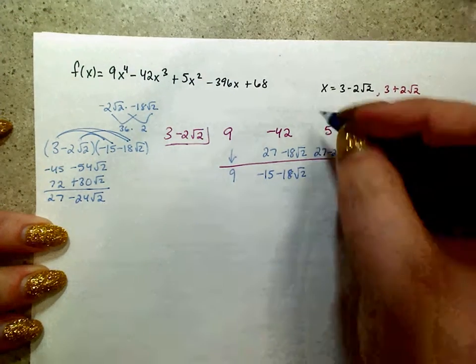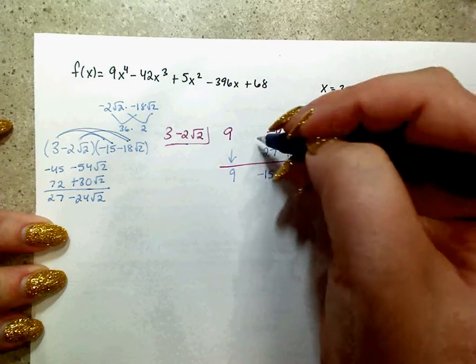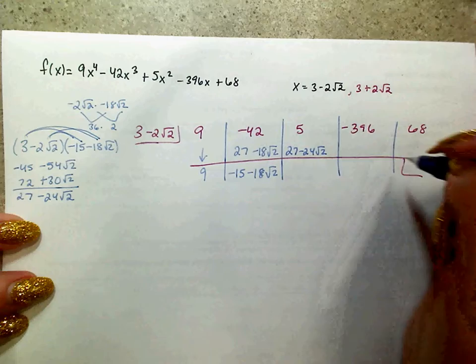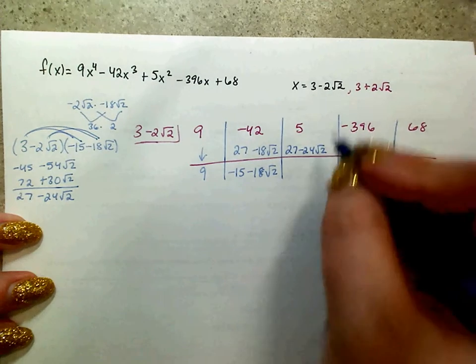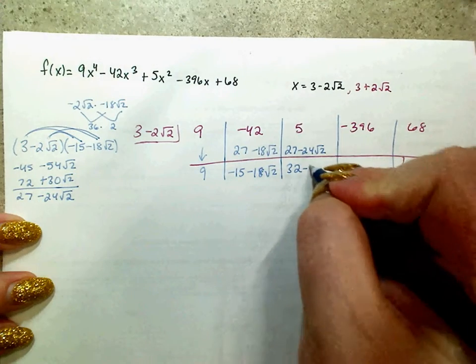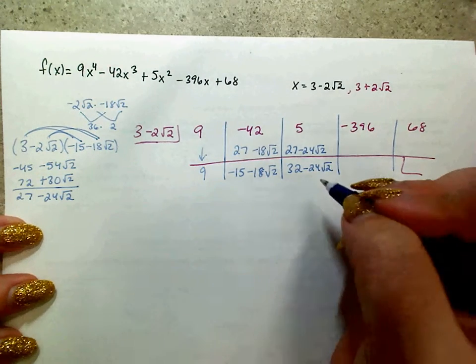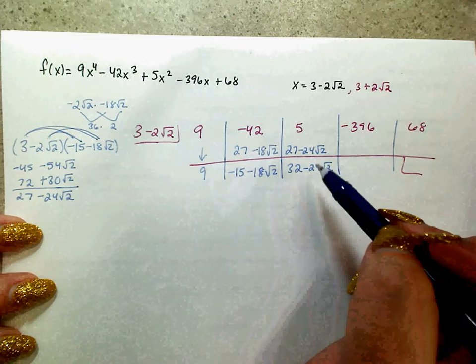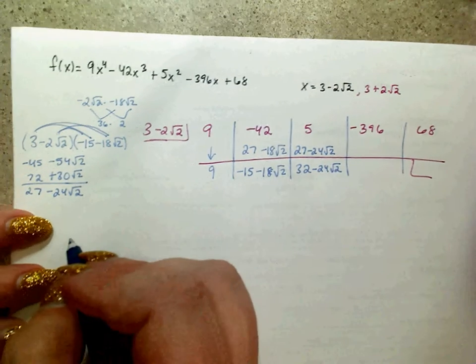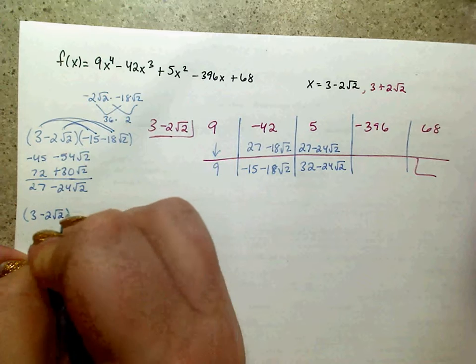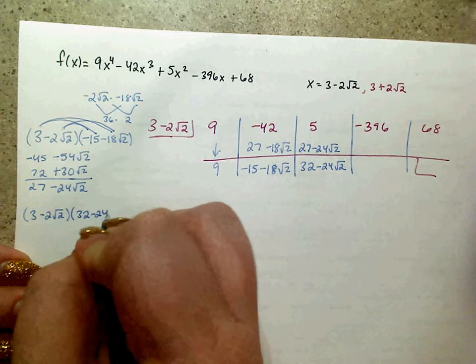If you're worried about things getting mixed up, you can draw vertical lines to separate your expressions. Okay, so we combine and we're left with 32 minus 24 root 2. And then we multiply again. I need to multiply 3 minus 2 root 2 times 32 minus 24 root 2.